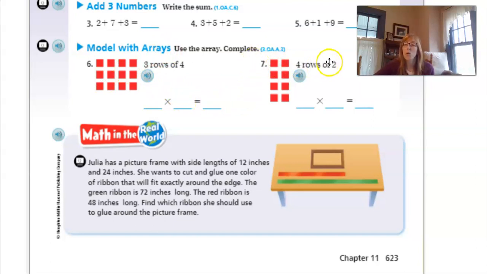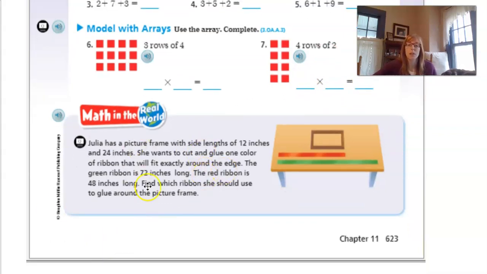Now you have 4 rows of 2. Now, some of you might be looking at the columns, but that would be incorrect because there's only 2 columns of 4. It says 4 rows of 2, so you have to go 1, 2, 3, 4. So remember, you have to really look closely to what the math problem is saying. Both are the same because we know that that would be the commutative property of multiplication. And so we know that they're going to equal the same thing. So 4 rows of 2 is 8.